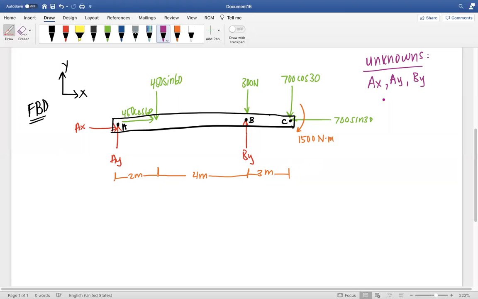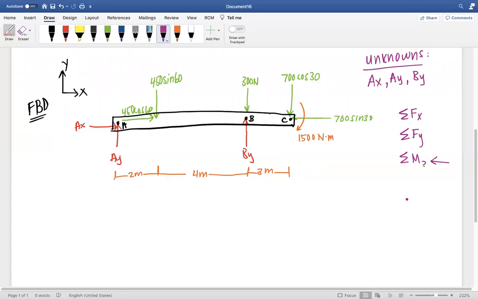So because I have 3 unknowns, that means I'm going to need 3 equations to solve them. What are those 3 equations? Well, there's the sum in the X direction, sum in the Y direction, and sum of the moments about whatever point you want. And I'll explain this one in a little bit because this is the one that people tend to be confused by.